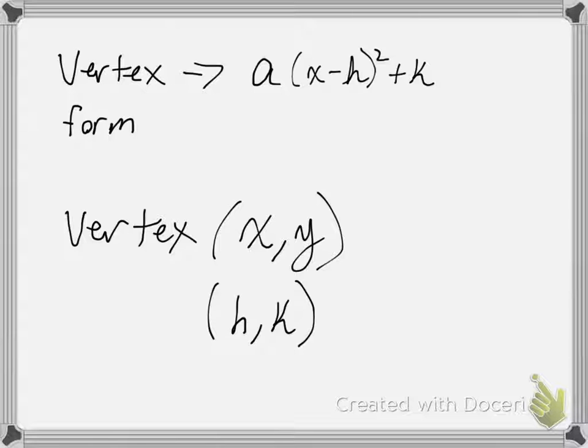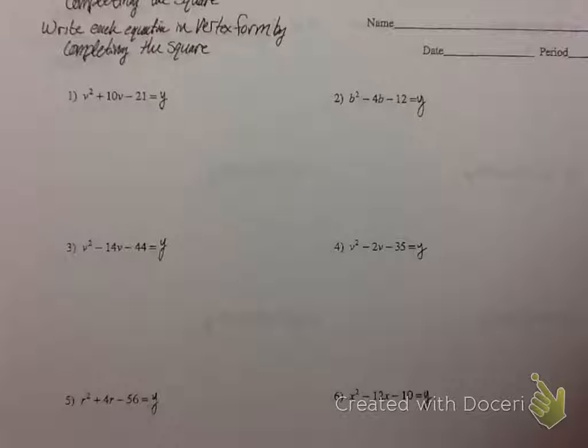So let's take that first one on your paper and let's go ahead and complete the square. Let's find vertex form. That's what completing the square does. So we're going to do v squared plus 10v minus 21. And I'm going to put my blanks in.